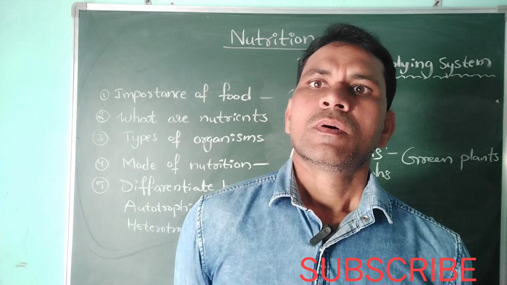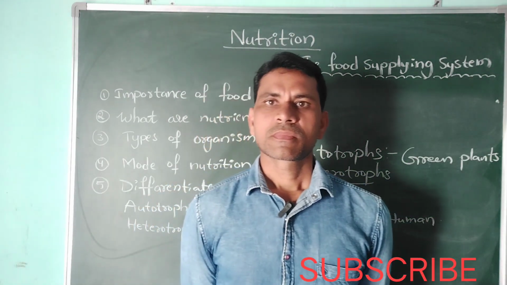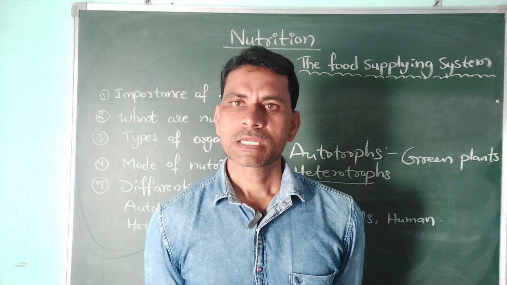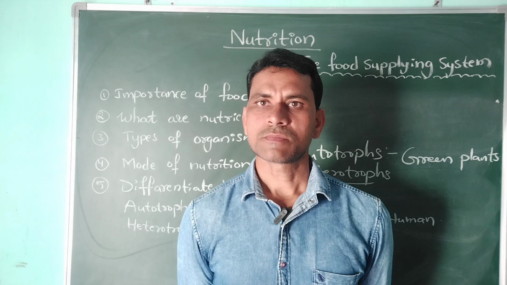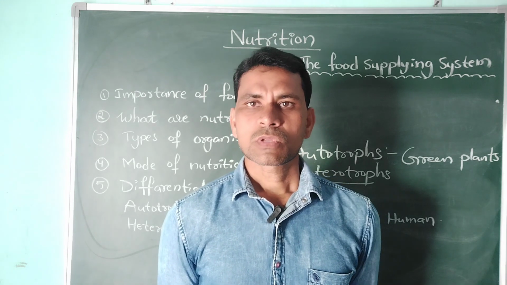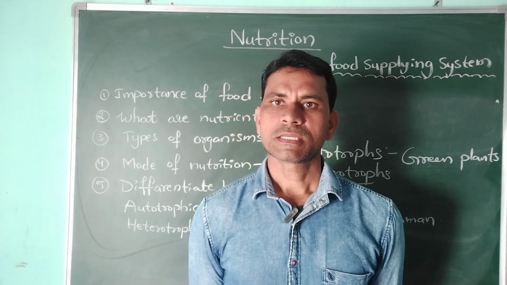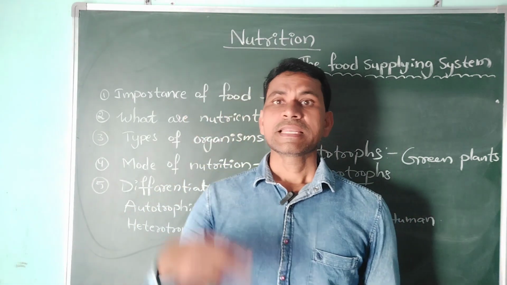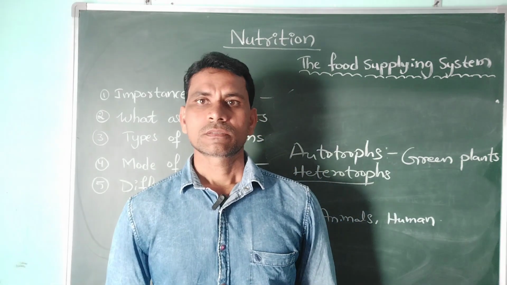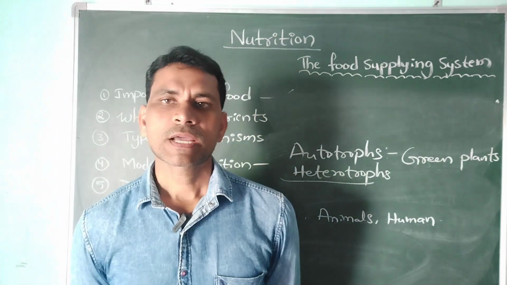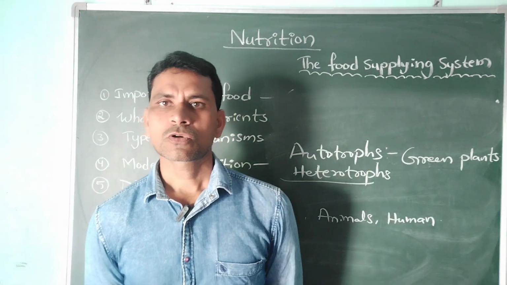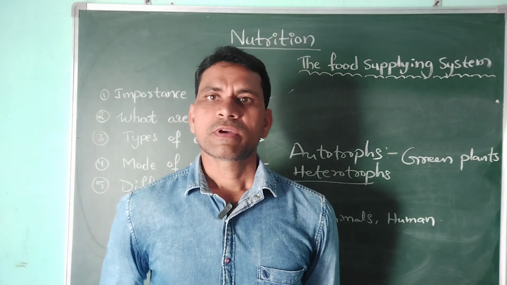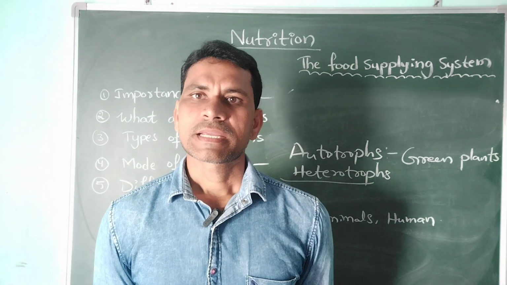Next, types of organisms. If they are made up of only one cell, such organisms are called unicellular organisms. Organisms made up of more than one cell are called multicellular organisms. Next, mode of nutrition. Based on how they get their nutrition, we divide them into mainly two categories: autotrophic nutrition and heterotrophic nutrition. Heterotrophic is again further divided depending on how they get their nutrition.